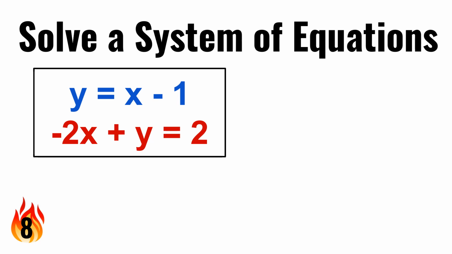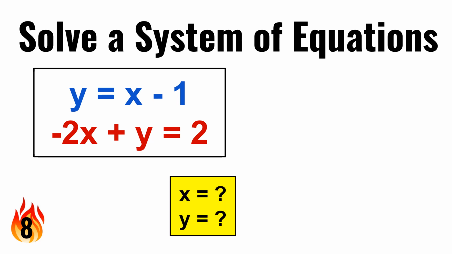Okay, now for the hot tip, number 8. If you're given two equations, that's called a system of equations. Oh, I know you know what that looks like. And you're supposed to solve for x and y. How do you do that?